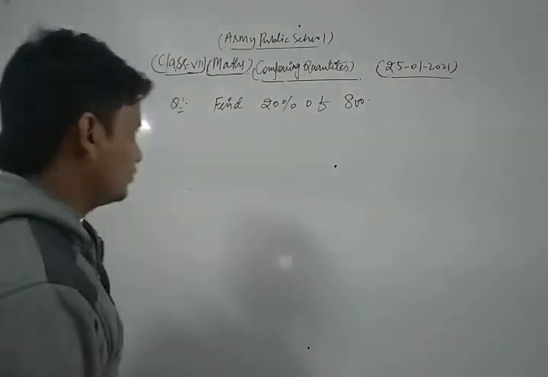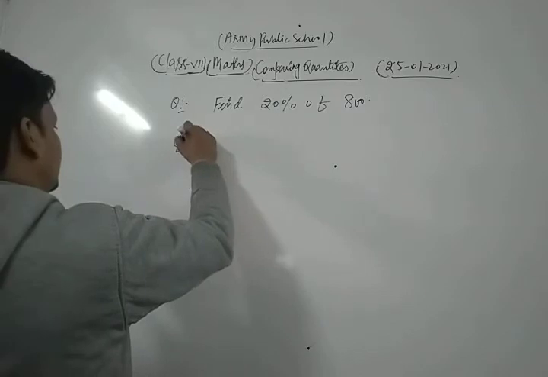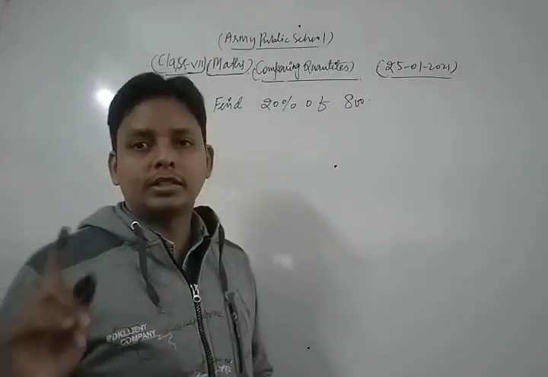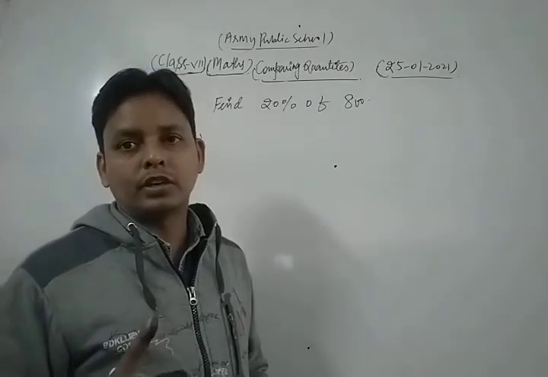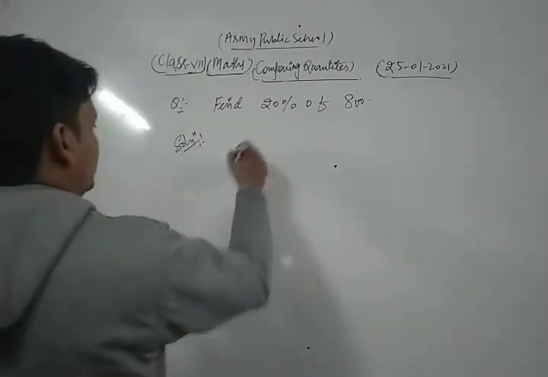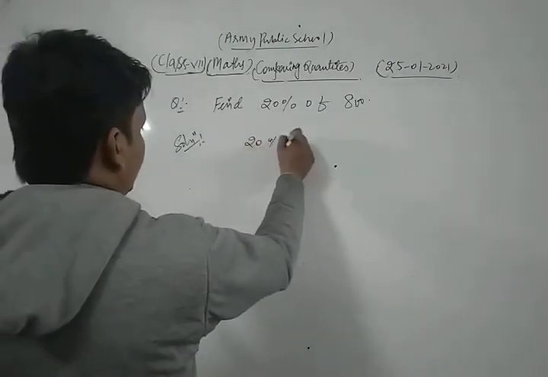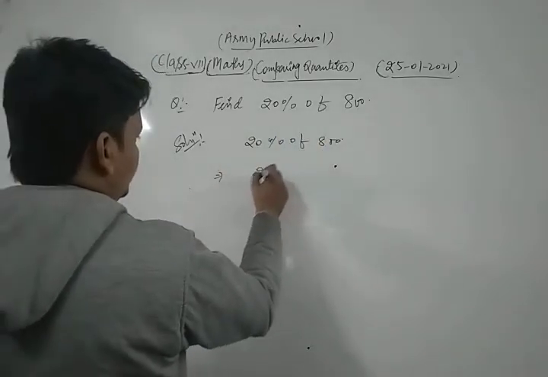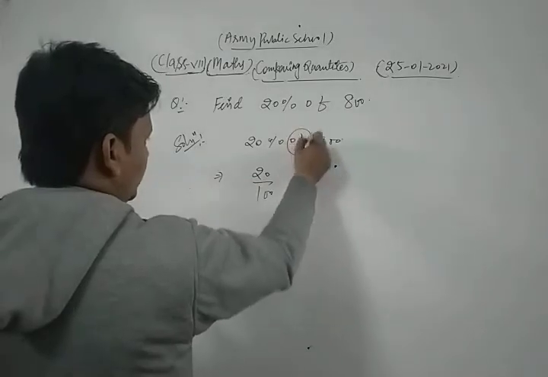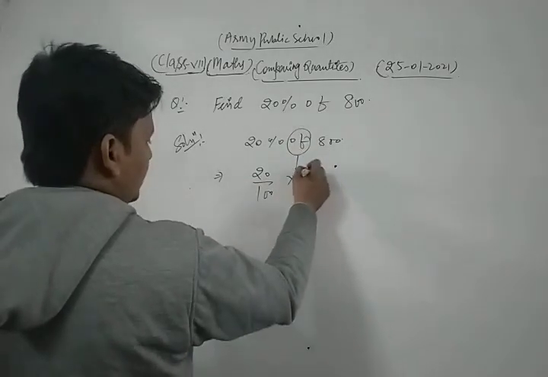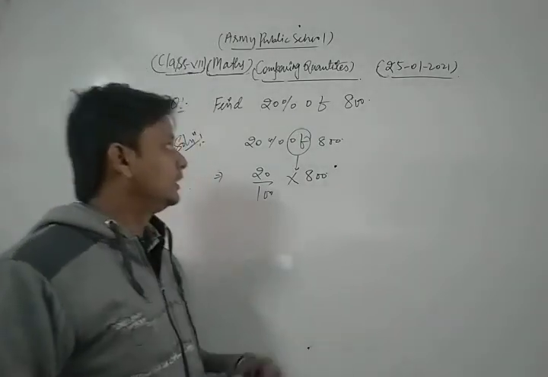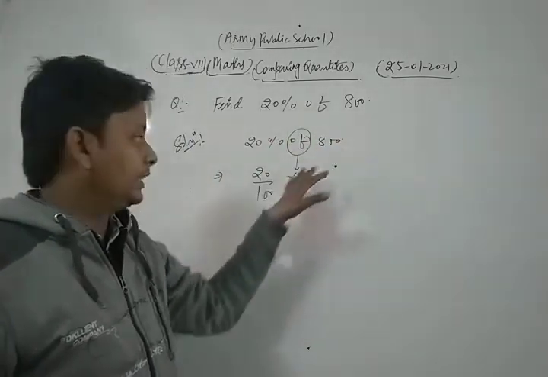Now let's see its solution. Dear students, what is the meaning of "of"? Multiply. The concept of "of" is multiplication. So first of all, 20% of 800 means 20 upon 100, and we can write this type of question in this way.